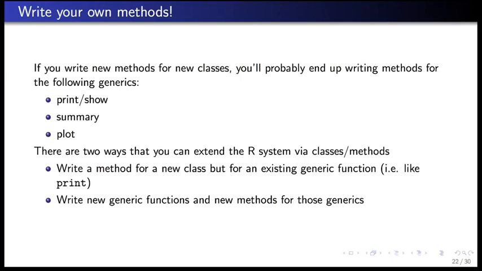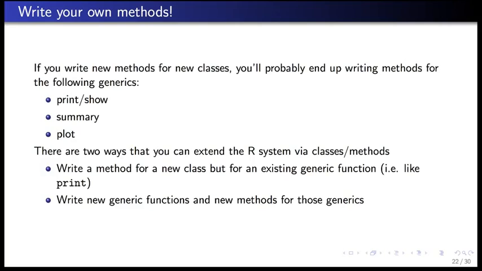So, if you want to write new methods for new classes, if you create a new class of data, you'll probably want to end up writing a method for the print or show generics, the summary generic, and maybe the plot generic. Because usually, if you're creating a new data type, you're going to want to be able to print it out in some useful way, and you're probably going to want to plot it in some useful way.